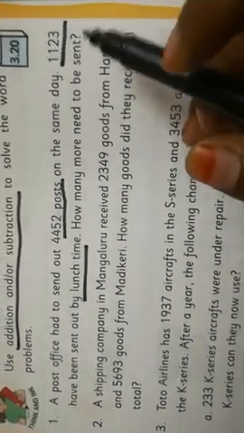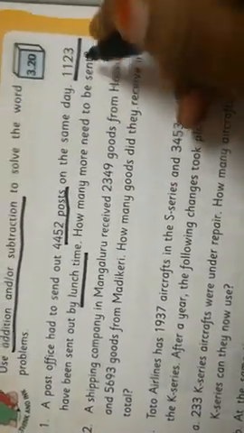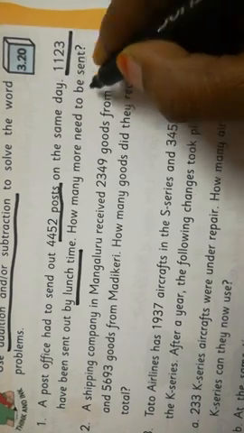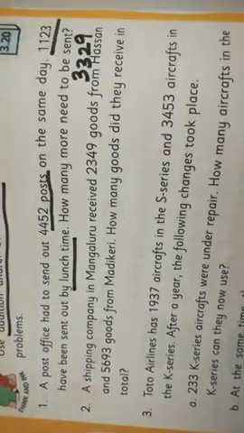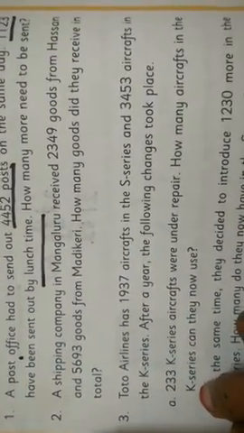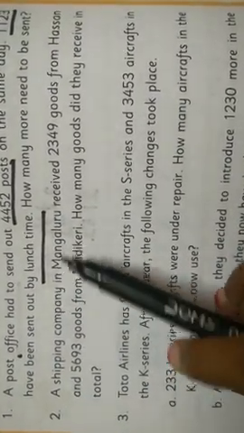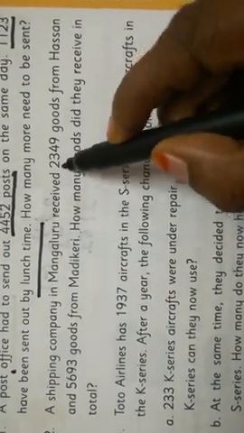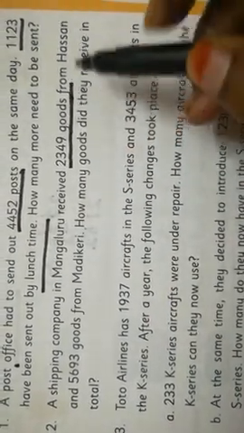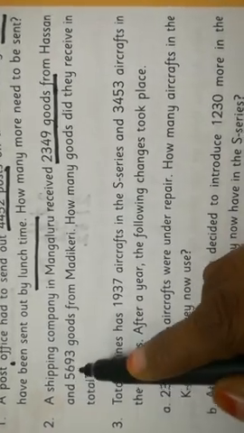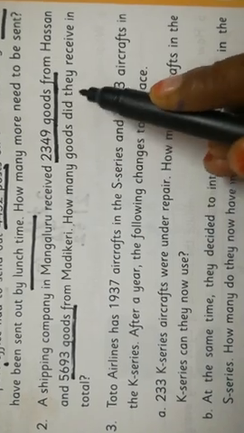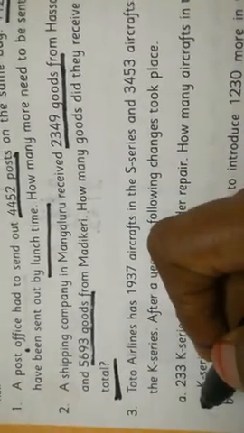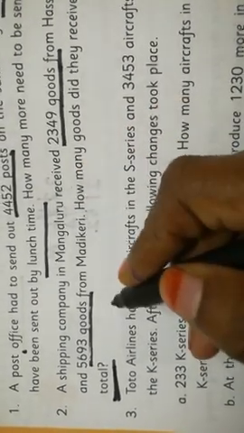Take the first question answer and write it here, children. The answer for the first question is 3,329, children. Second question: a shopping company in Mangaluru received 2,349 goods from Hassan and 5,693 goods from Matikeri. How many goods did they receive in total? We have to find it out. Total means we have to add these numbers.